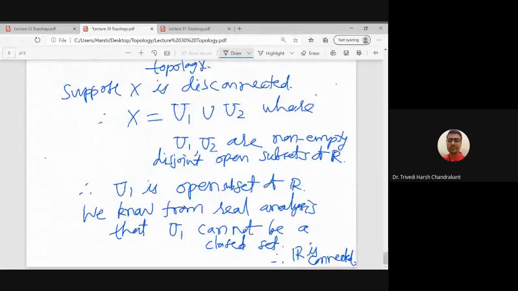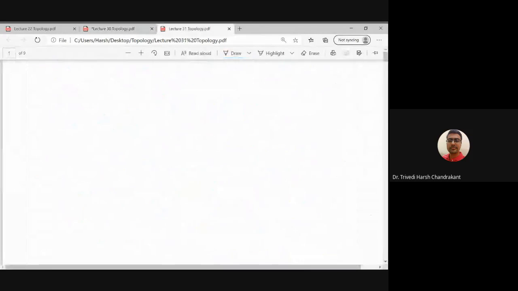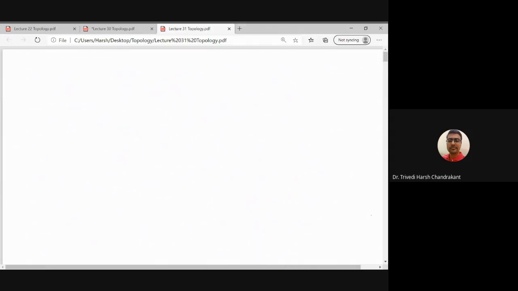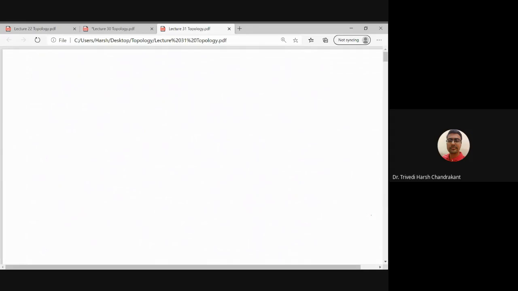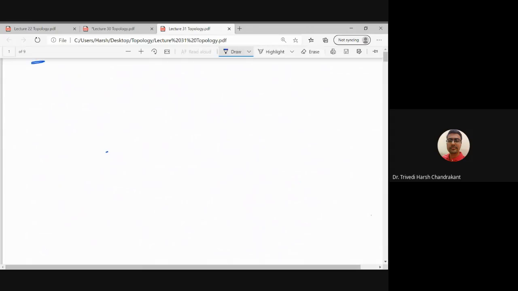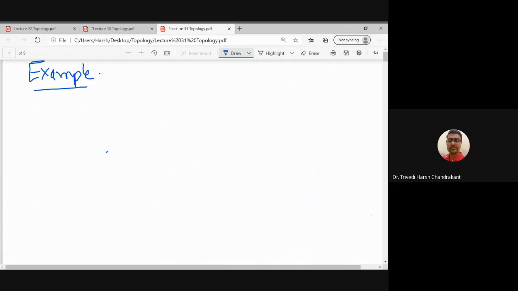And so let us start with some simple example of a disconnected space. So we will see what kind of examples we will have in which the subset is closed as well as open. So usually such examples come by considering the subspace topology, right? So subspace topology is very important.